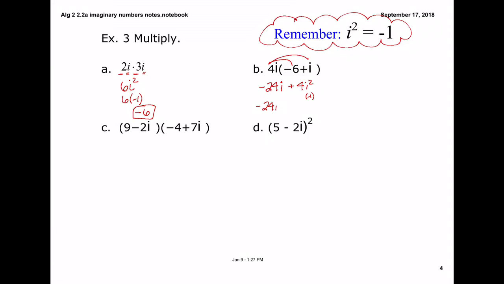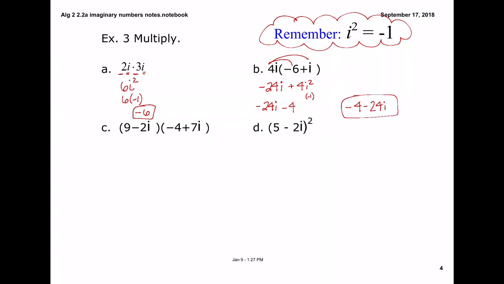Negative 24i minus 4. Make sure you write your real part first, so we need to rearrange this. Negative 4 minus 24i is our solution.